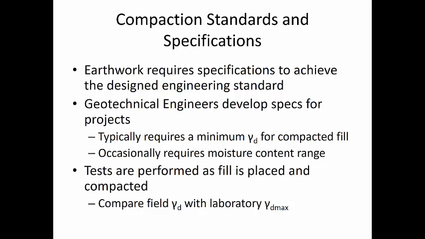Most of the time, you're looking at requiring a minimum dry unit weight. Sometimes you will also look at requiring moisture content ranges, depending on how critical the moisture content is to the application. For instance, if you are looking at a clayey material being placed to prevent water flow, you would probably want to have the moisture content range be at or above optimum moisture content, and that will allow water to have less opportunity to pass through the soil.